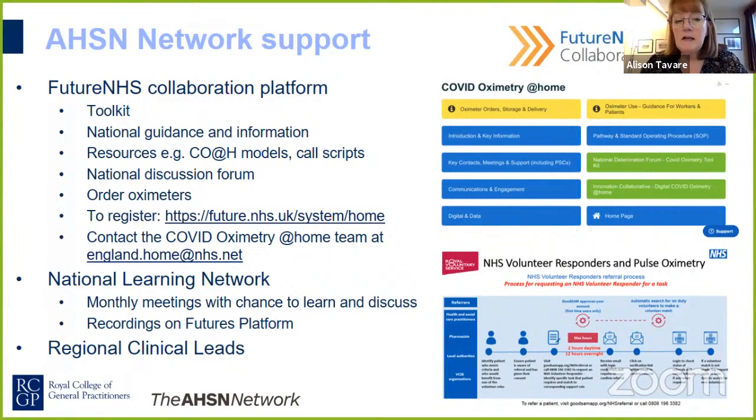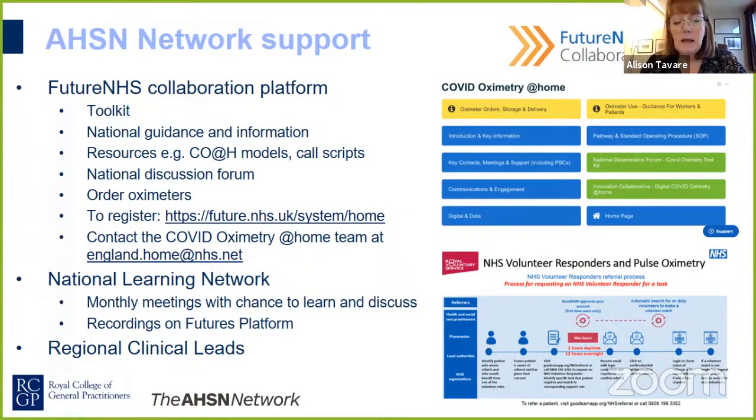Another part of that is the National Discussion Forum, which was excellent. So if you don't know what to do, if somebody's not picking up their phone, what suggestions have you got? Somebody will come up with an answer for you. Lots of information on how to get oximeters. And did you know that the volunteer responders will collect and deliver oximeters for you? Really simple solutions. And there are some links there for you to register.